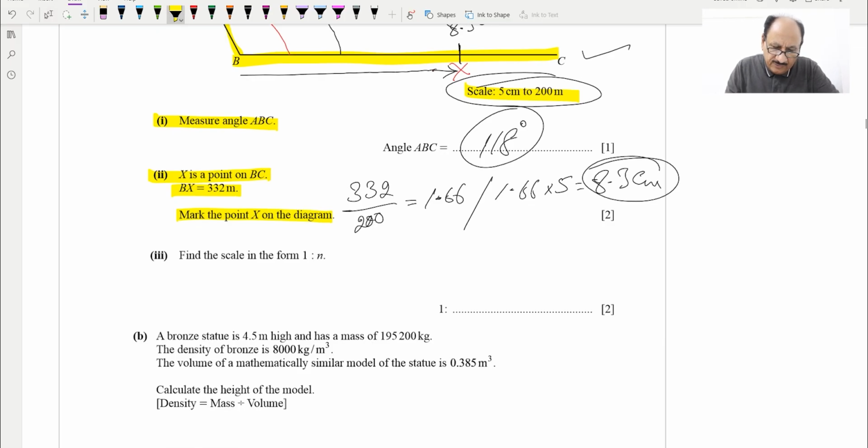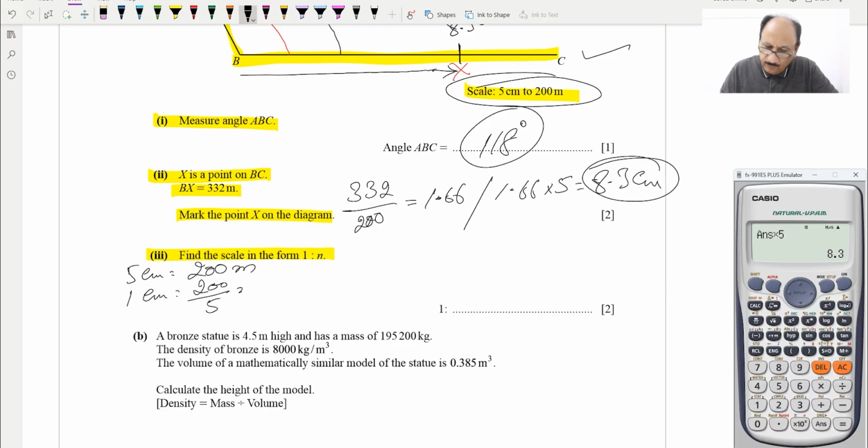Now find the scale in the form 1 : n. We know 5 centimeters is equal to 200 meters. This is already given, so 1 centimeter will be equal to 200 divided by 5, which is equal to 40.